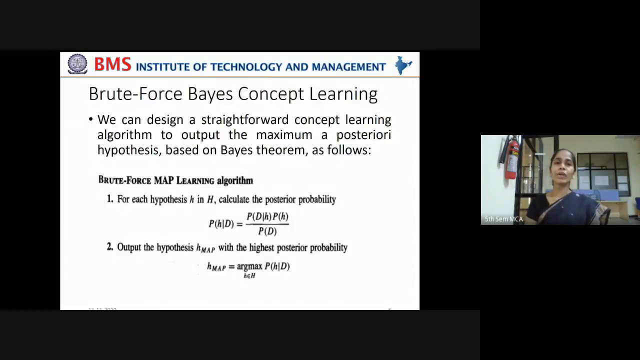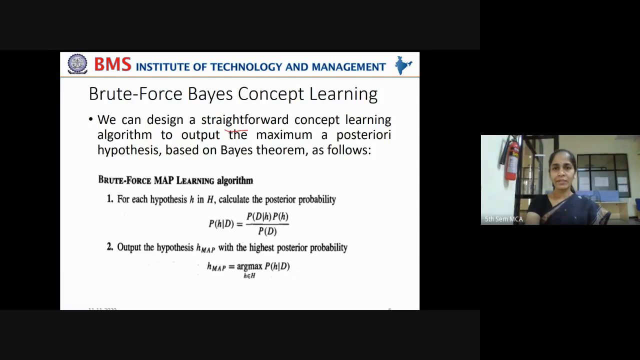Okay, now let us see what is brute force based concept learning. How we go forward with a crude method, and then later how we refine the Bayes concept learning. Brute force is just going blindly with whatever we come across.